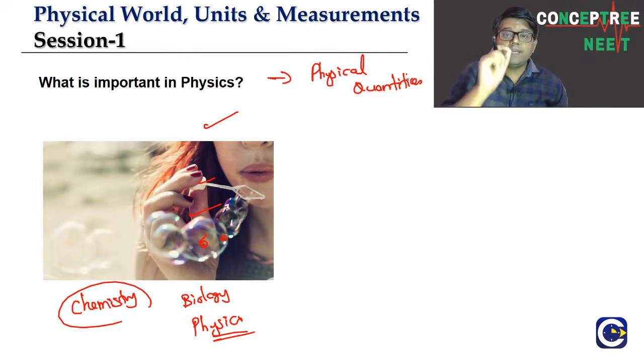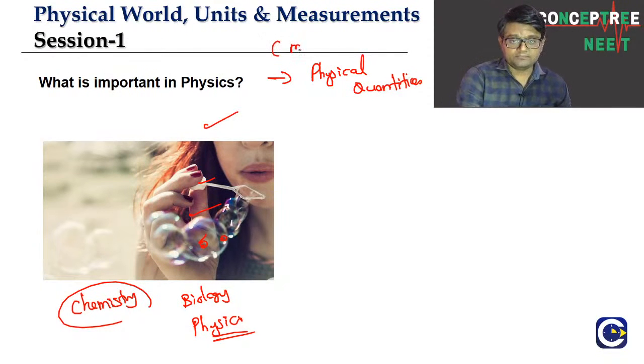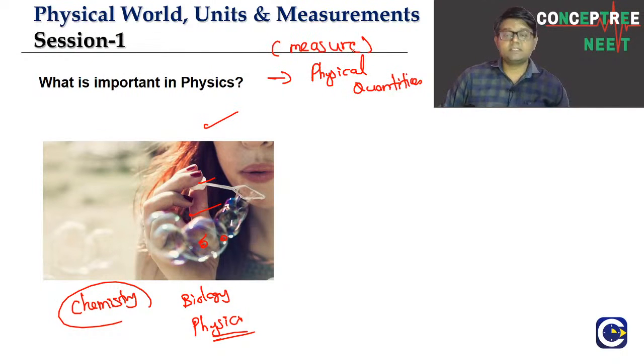The speed with which we are blowing the air, that is a physical quantity. So anything we can measure, right, is basically called as what? Physical quantity. So in physics we are going to be focusing on physical quantities.